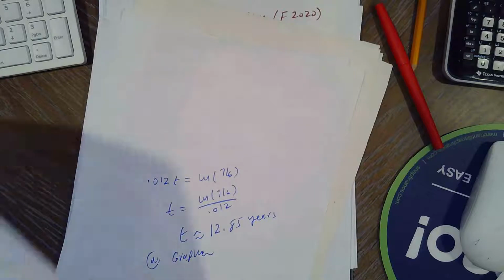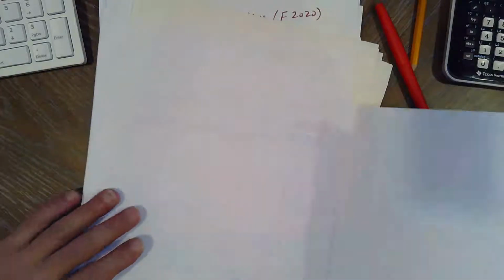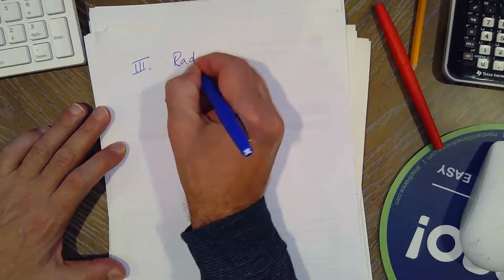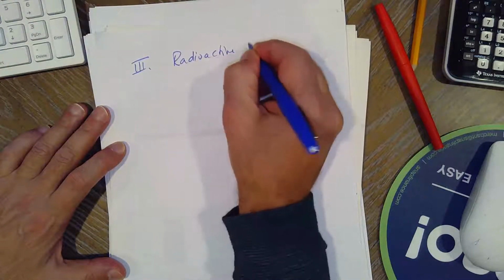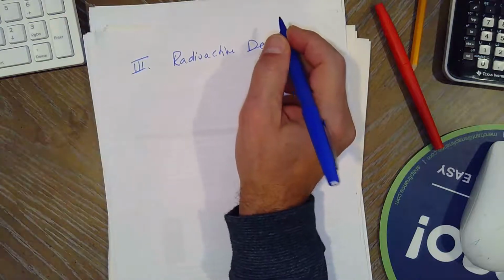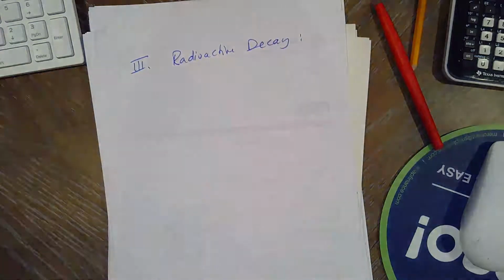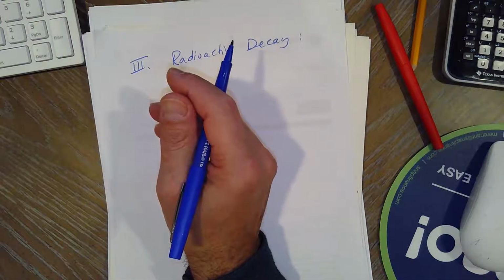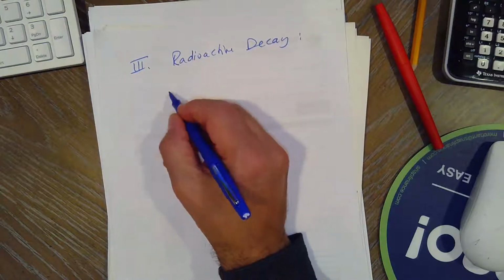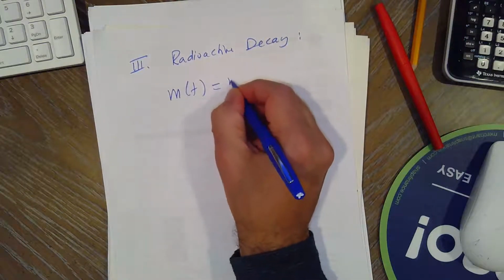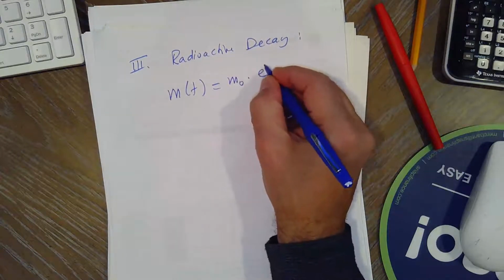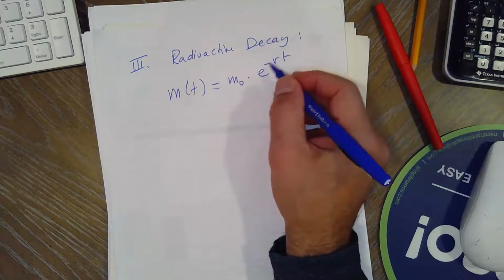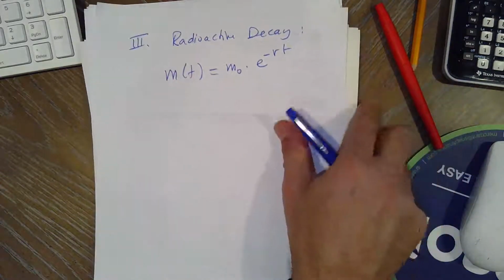Okay. So the third application of exponential and log equations is radioactive decay. Okay, so the formula for radioactive decay is m of t equals m sub 0 times e to the negative rt, and you notice the negative there because of decay. So you have a negative exponent, meaning you're going to have an exponential decay.